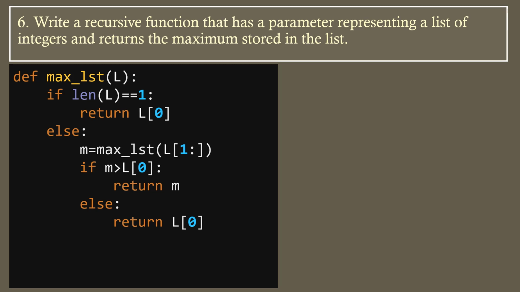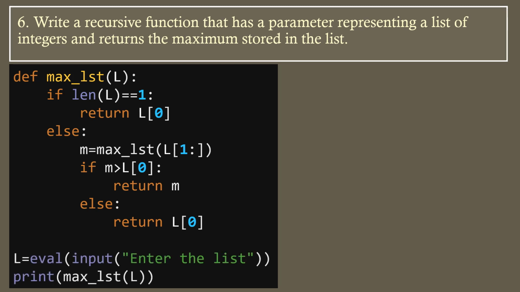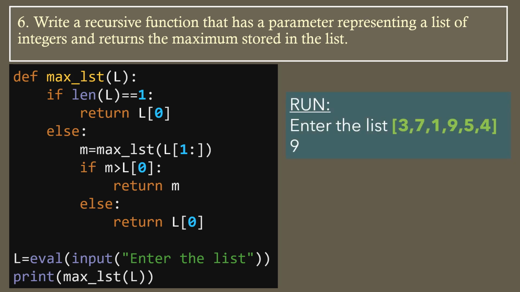Now if m is greater than L[0], which is the first element of this list, then it has to return m. Otherwise it has to return L[0]. So this is your code to get the maximum number from this list. We have taken the list as input at runtime, and once you run the program, let's say the list entered is like this, containing some numbers, then it will give you the output as 9, which is the largest in this list.